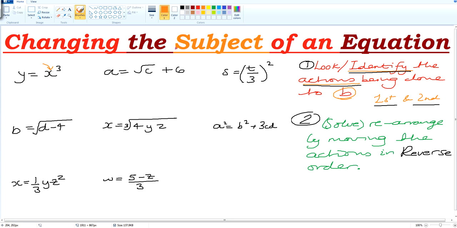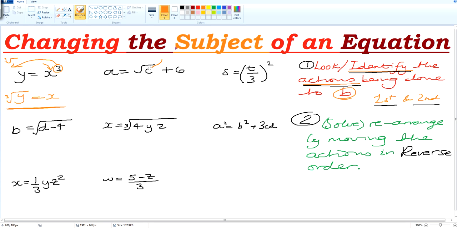Let's make x the subject. X is being cubed. Okay, so the opposite of cubing something is what? Cube rooting. So we get y and we cube root it, and that gives you x, and that is the end of the question. Okay, are we happy with that?